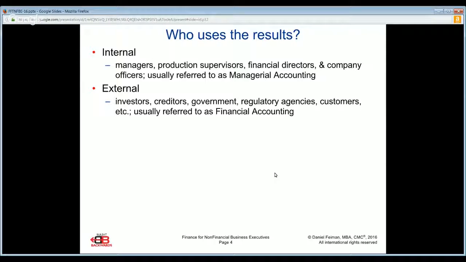So let's take a moment and look externally. We report our financial results externally to a variety of entities. Virtually all of us have to report to the government, whether it's for tax reasons or any other. There may be regulatory agencies that require information from us. There certainly are our investors and our lenders, those providing us with capital, whether it's debt capital from the banks or equity capital from any of our investors.